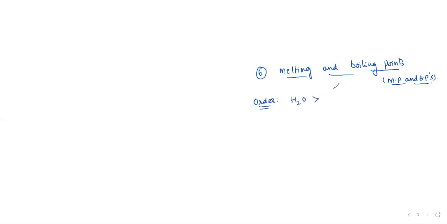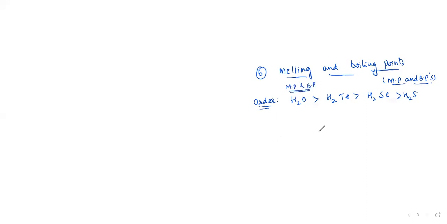Under that, B is melting and boiling points. Of course, a very important thing. Melting and boiling points, I can write it as MP and BP. The order can be given as H2O greater than H2Te greater than H2Se greater than H2S. The same order is followed for melting point as well as boiling point.